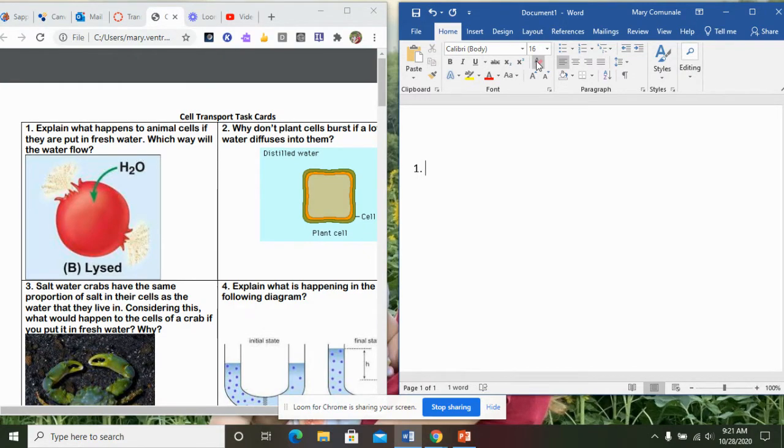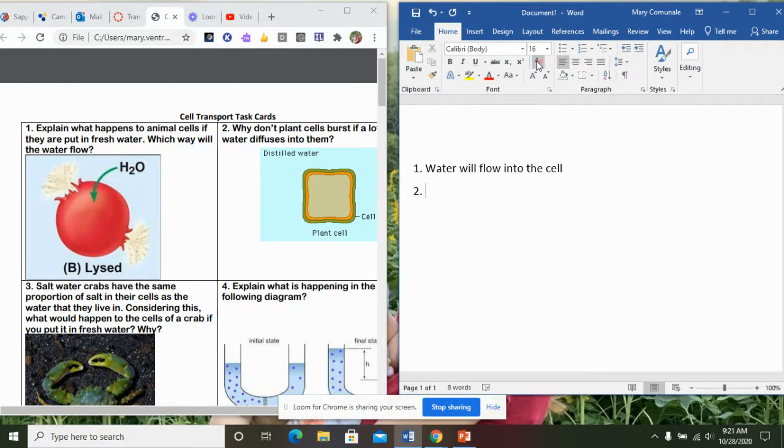Now, if it's put in fresh water, that means that there are no solute particles in the cell or outside of the cell in the environment. Now, inside of the cell, there will be solute particles and there will also be organelles in that cell. So water is going to start rushing into the cell and it's eventually going to burst. So which way will water flow? Water will flow into the cell.